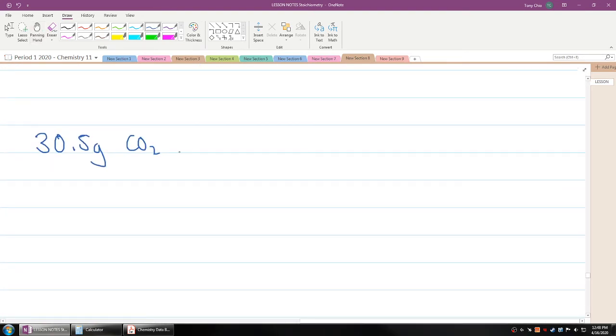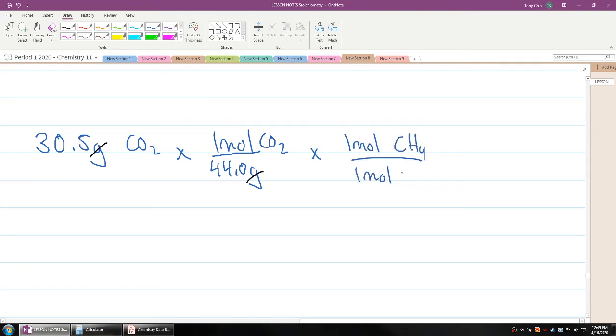So let's see this. I have grams of CO2, and I want to get to moles of CO2. To get to moles, find the molar mass, and that's 44.0 grams. So our grams will cancel out. Our next step is moles of CO2 to moles of CH4. That is 1 mole over 1 mole because of the mole ratio. So again, that will cancel out. Our last step is to find the mass of CH4, which is 16 grams over 1 mole of CH4. And that will finally cancel out.